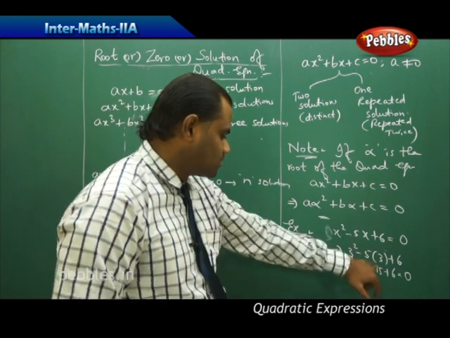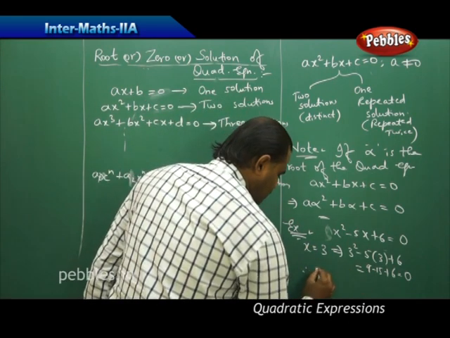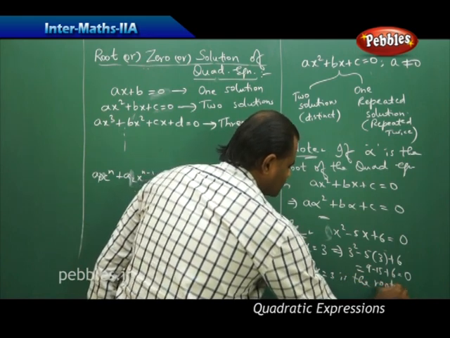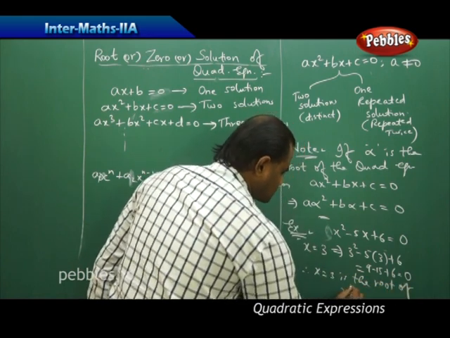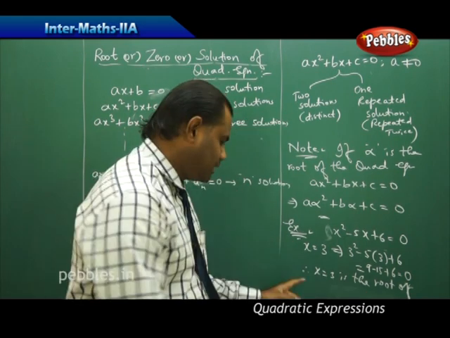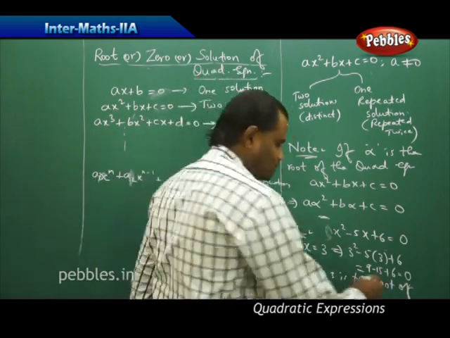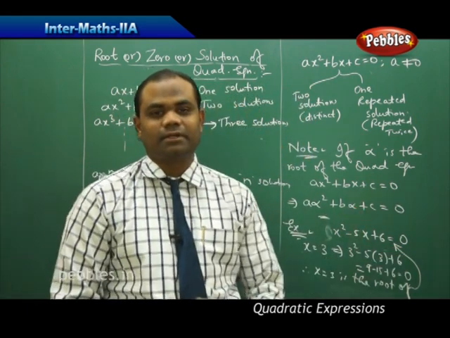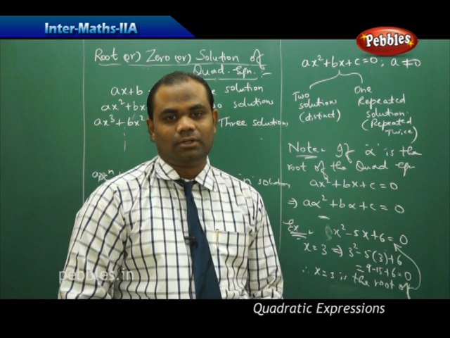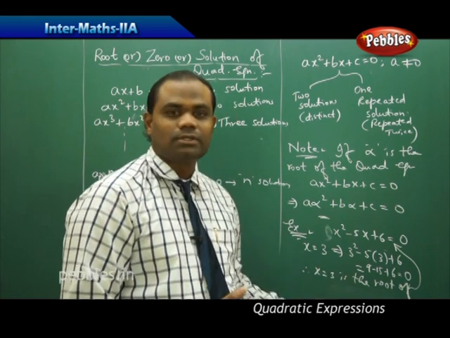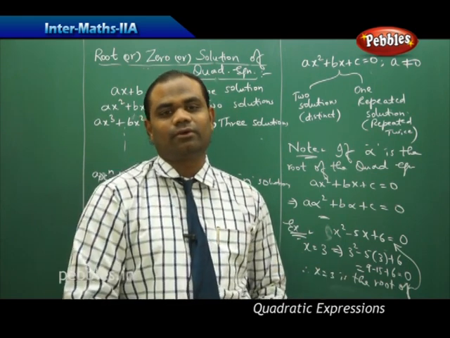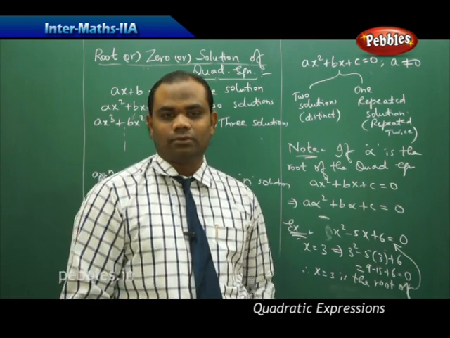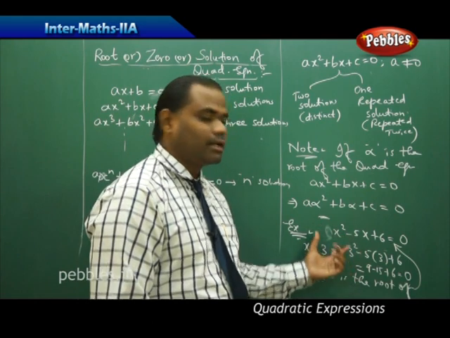Since x equal to 3 substituted gives me 0, I can call x equal to 3 the root of the given quadratic equation x squared minus 5x plus 6 equal to 0. So this is how I identify the roots through substitution in the given quadratic equation. Equal to 0 is the root, not equal to 0 is not the root, is how I understand the concept.